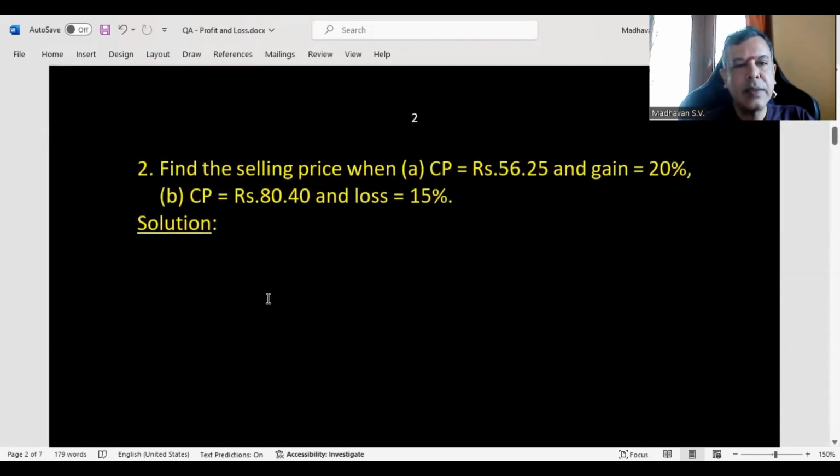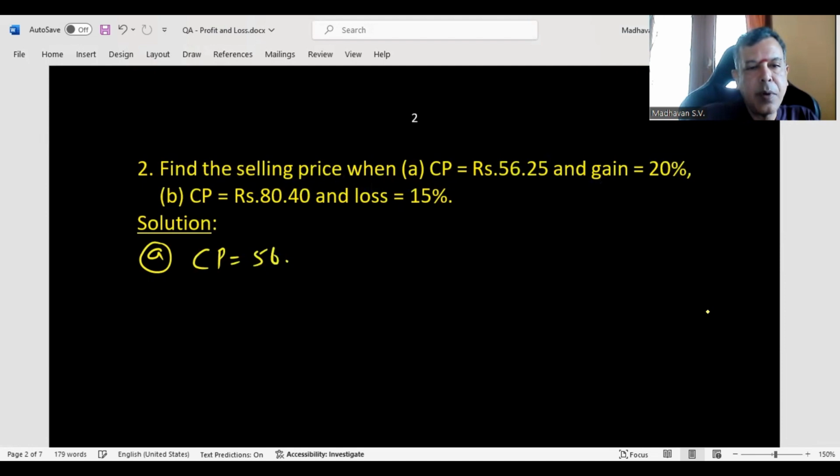So here they gave us: find the selling price when, first part of the question, cost price is 56.25 and gain is 20%. Second part is cost price is 80.40 and loss is 15%. So first part, they gave us cost price as 56.25. Gain, that is profit, is given as 20%. So straight away we can say profit is nothing but 20% means 0.2.